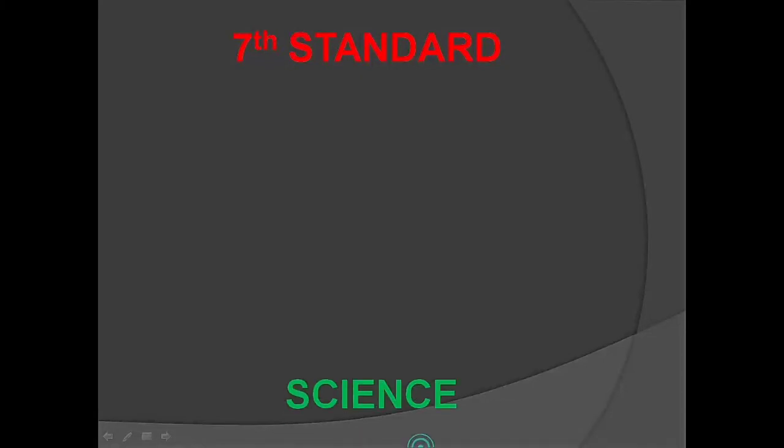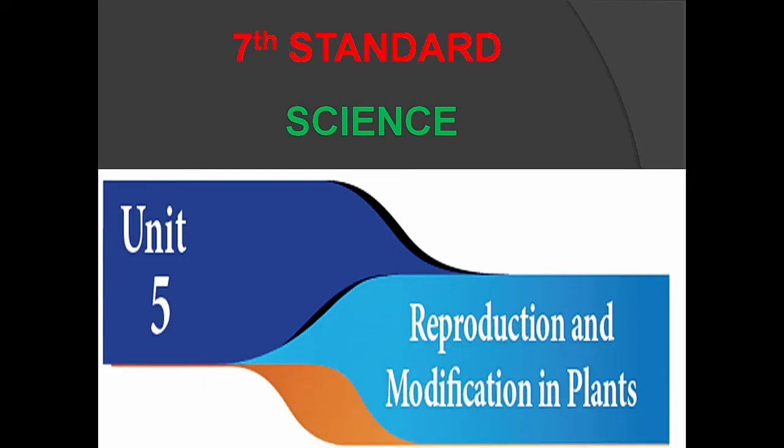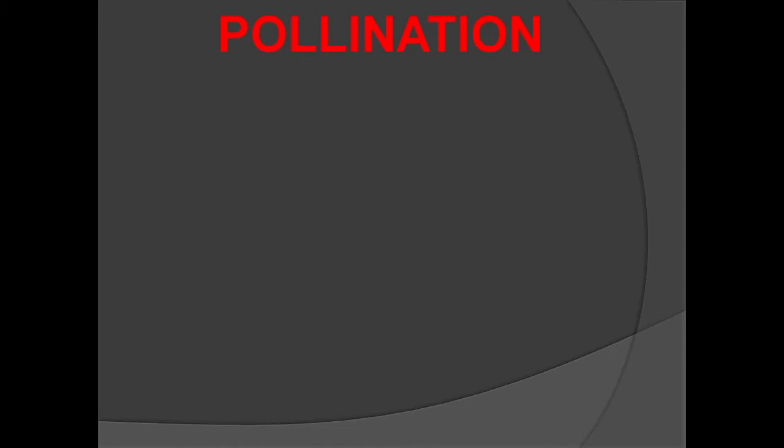7th Standard Science. Unit 5 Reproduction and Modification in Plants. In this part we are going to learn about pollination.